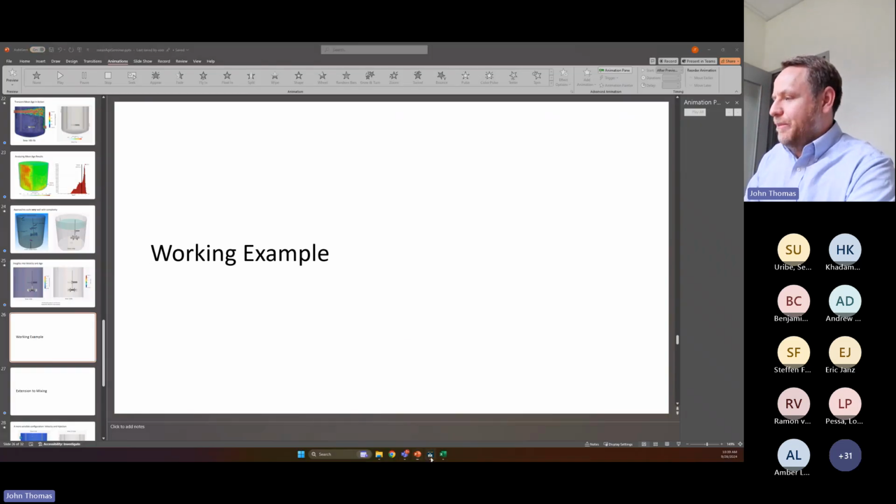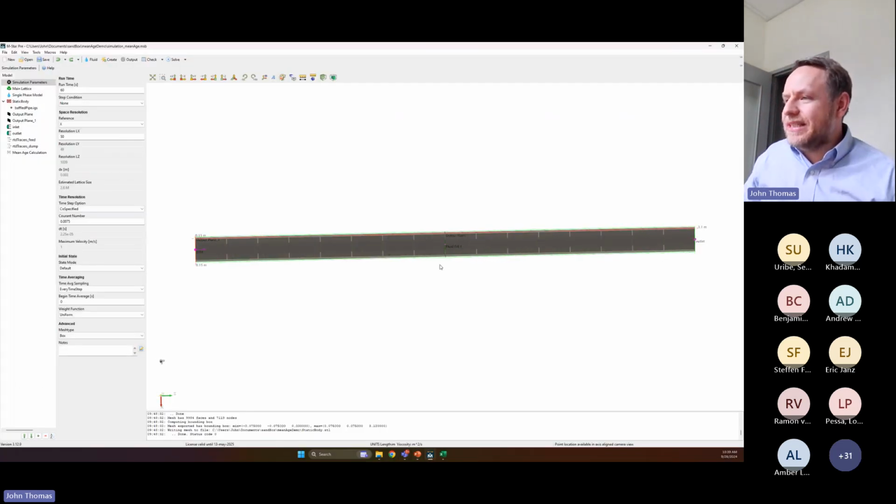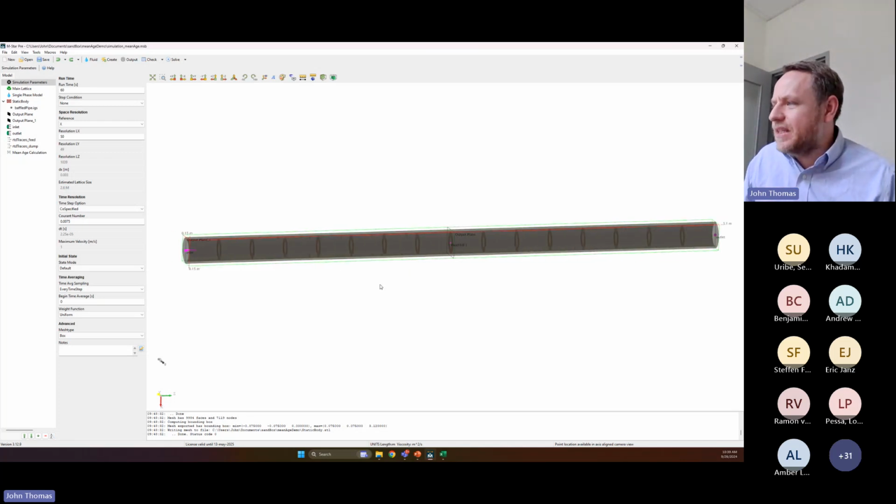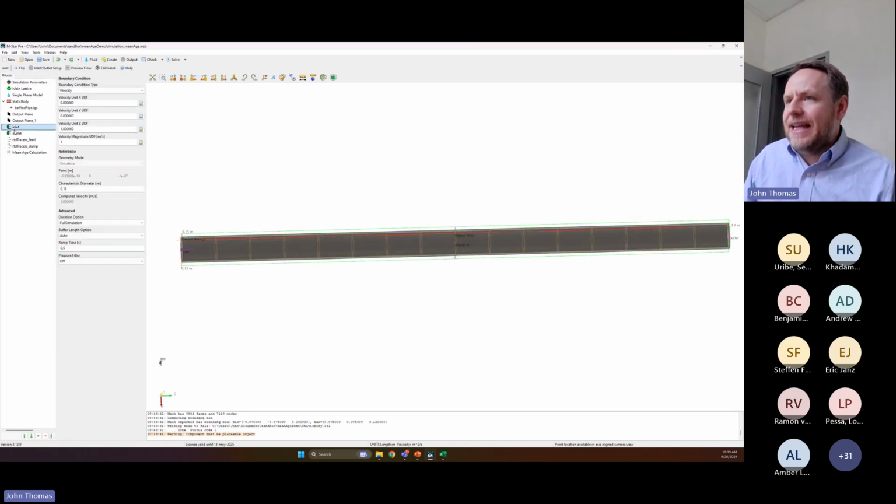Let's do a working example of this. Okay, so I'll just show you how this looks as it evolves in the system. Here is a very simple baffled pipe. I've got an inlet in there with just a velocity boundary condition of 1 meter per second.